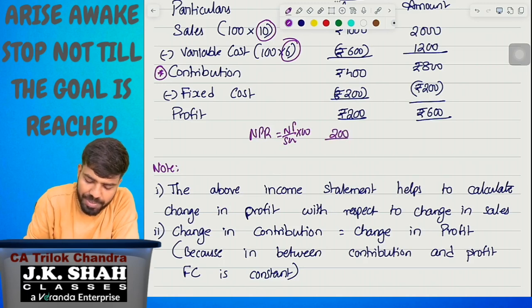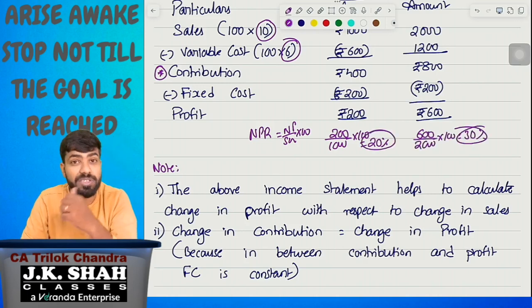Net profit is 200 rupees, sales is 1000, so 200 divided by 1000 into 100, you will be getting 20%. Here 600 divided by 2000 into 100, you will be getting 30%. See, the net profit ratio is changing.